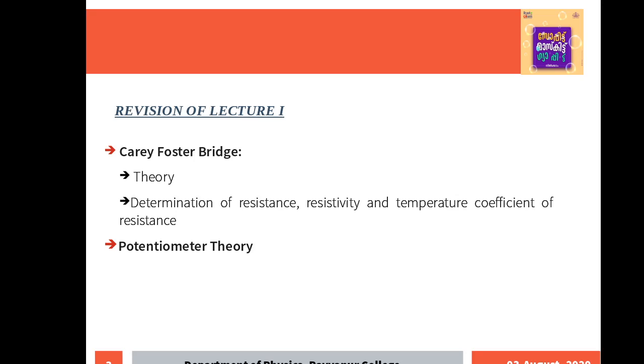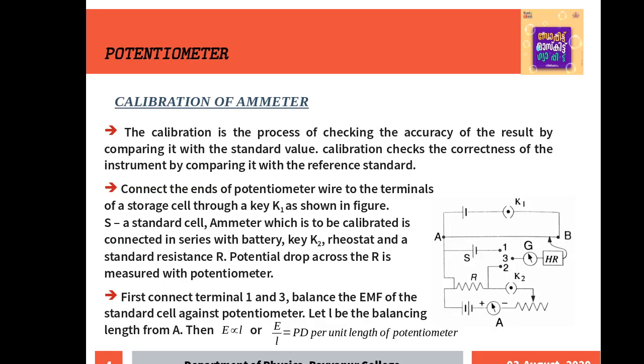So that was the potentiometer theory that we learned with them. Now in this section we will cover the remaining topics in the electrical measurement section. First, I am going to cover the calibration of ammeter.